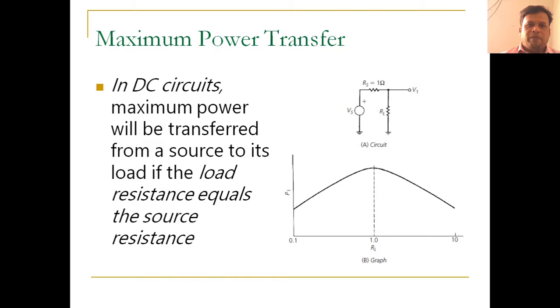Now we will talk about the maximum power transfer. We already know that maximum power transfer occurs when RL is equal to RS. So load resistance is equal to source resistance. We all know that the maximum power transfer theorem states that RS equals RL.